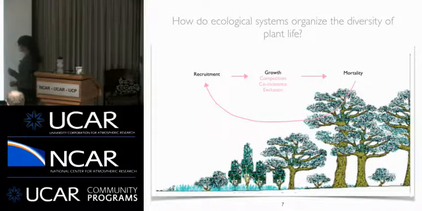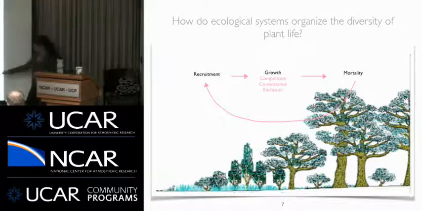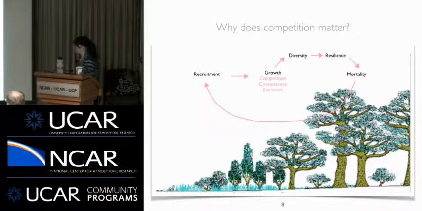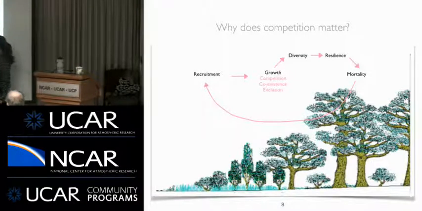So this is always going on. The landscape is a matrix of cells doing this process. So why does that matter? The reason it matters is because in this competition phase of the regrowth pathway, we're determining how diverse our ecosystem is, right?